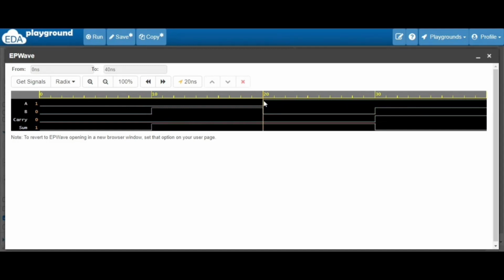At 20 nanoseconds, A goes high, sum is still high, while B and carry are 0. At 30 nanosecond, A and B both are high, carry goes high while sum goes low.